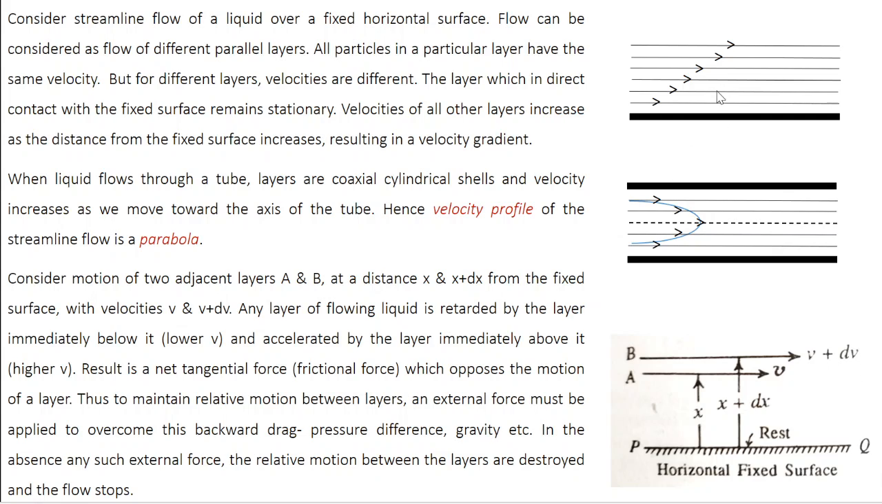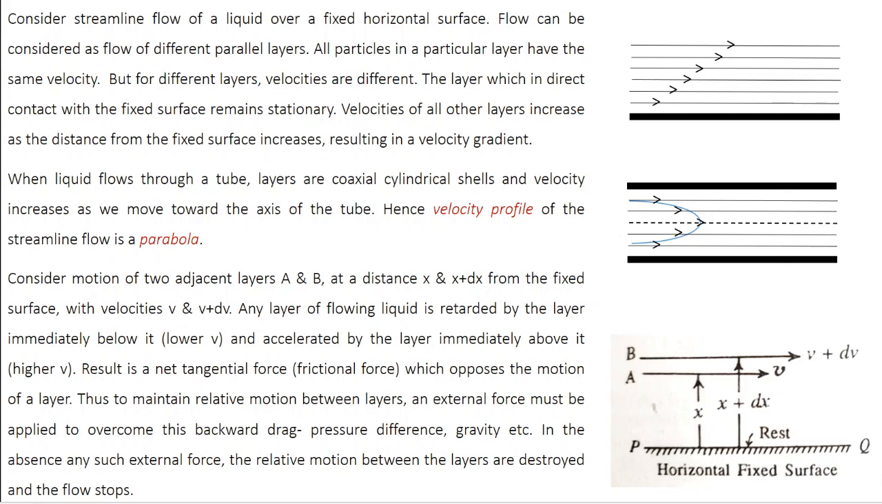Now from this diagram you can note that for any given layer, the layer immediately below it has a lower velocity, and because of the cohesive forces between these two layers, the lower layer is going to reduce the velocity of the given layer. In other words, the lower layer is going to retard the given layer.